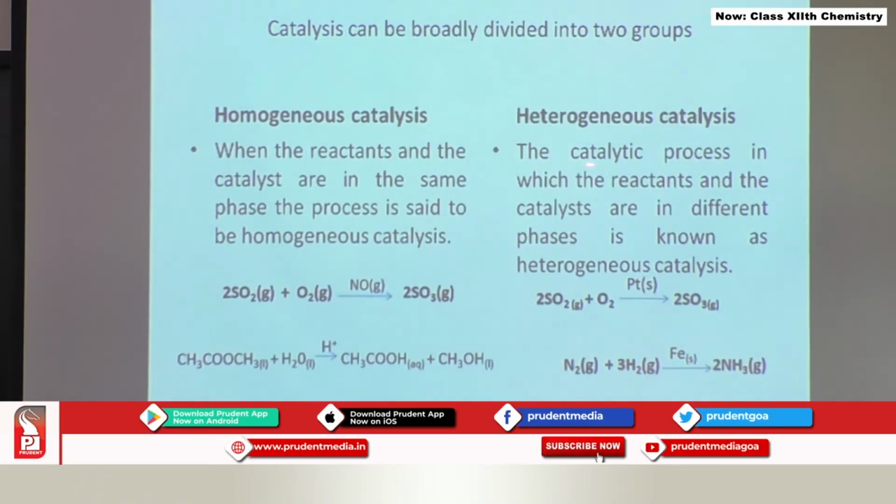In heterogeneous catalysis, the reactants and catalysts are in different physical phases. If you see the example, sulfur dioxide and oxygen both are in the gaseous phase, but platinum is in the solid phase. In this case, nitrogen and hydrogen are in the gaseous phase, but iron, which is used as a catalyst, is in the solid phase. Phases are different, therefore, they are examples of heterogeneous catalysis.